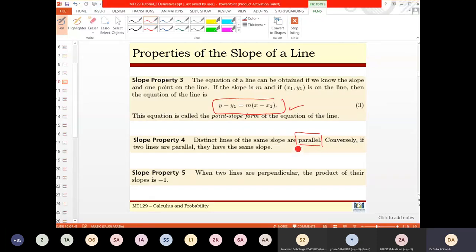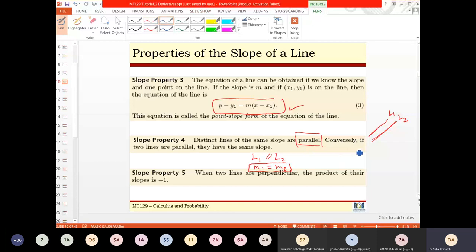Parallel means they go together. If this is my line 1, this is my line 2. Two lines are said to be parallel, not equal to each other. No Khaled, it's not equal. It's parallel. They are not equal. They are different. So L1 is said to be parallel to the line L2 if they have the same slope. Meaning M1 should equal M2. They have the same slope. In this case, we say they are parallel.